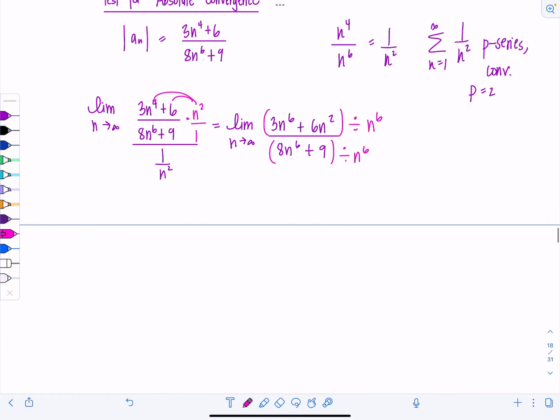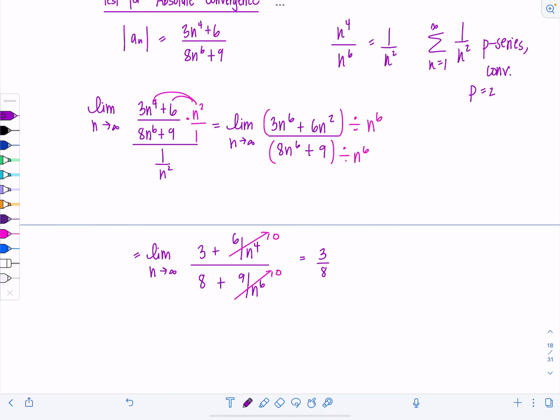And then now this is the limit as n goes to infinity. In the numerator, we're going to have 3 plus 6 over n^4, and in the bottom, 8 plus 9 over n^6. So I can tell, all right, these two guys are going to go to 0, and I'm just left with 3/8. What test did I just use? Limit comparison. All that I care is that this is finite and not 0. And that tells me that my series does the same thing as the one that I compared it to. Who did I compare it to? Oh, this cute little convergent p-series.